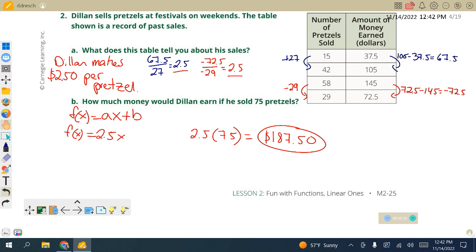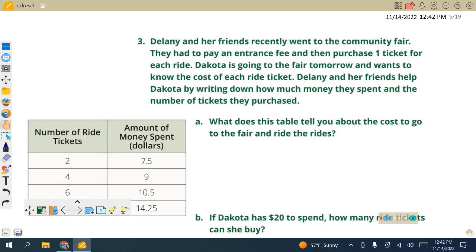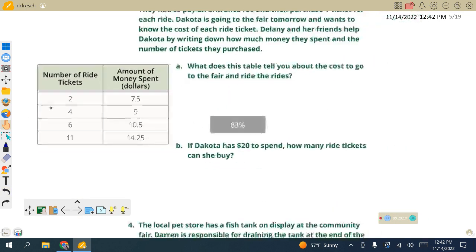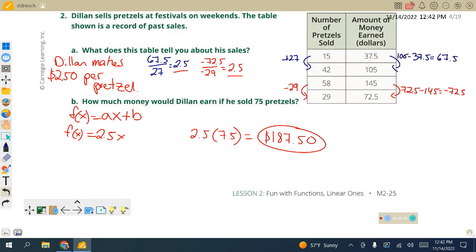Okay, give me a second to pause and we'll look at the other side real quick. Okay, let's do one more here. And let's take a look at Delaney here. And I'll go back. Sorry, I had a couple of you still writing there. Let's take a look at the next one.